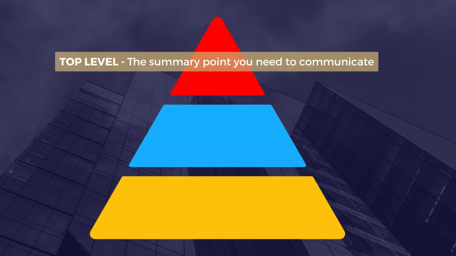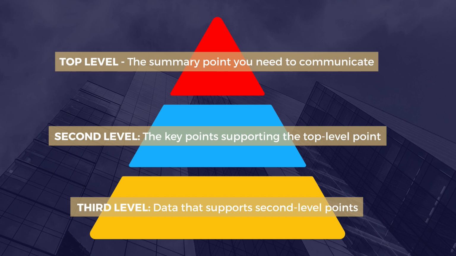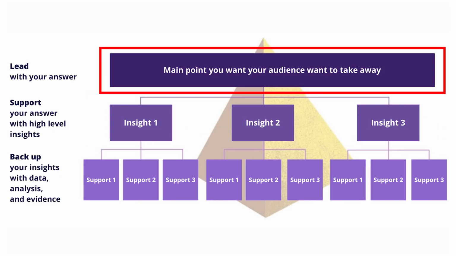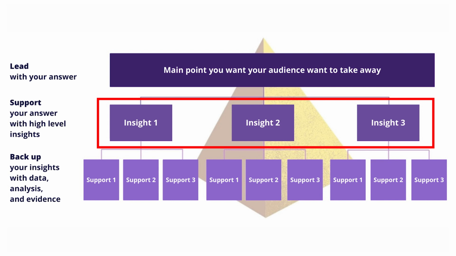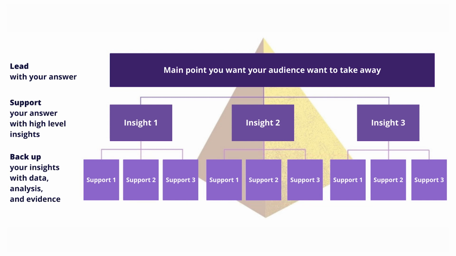between the key points. Top level, the summary point you need to communicate. Second level, the key points supporting the top level point. Third level, data that supports second level points. So, you begin with the answer first by communicating your summary point. This way, the listener has time to absorb that point. Then, they can easily see how your key insights support it, strengthening your argument. Finally, the third level data supports the second level insights, resolving any questions that might be raised and further strengthening your argument. Notice how each piece of information in your pyramid supports a level above it. This is what allows you to communicate very complex ideas crisply and efficiently.